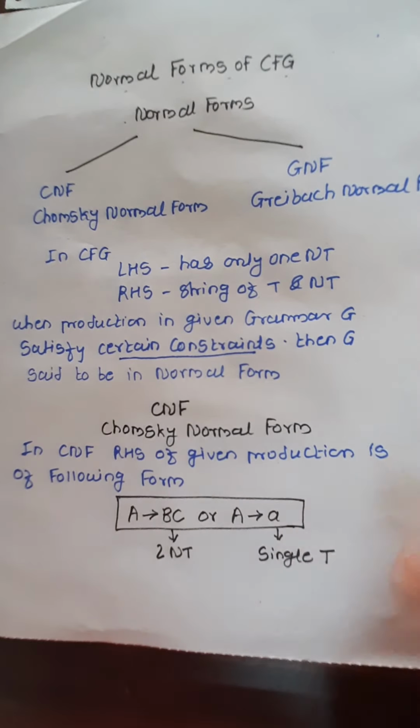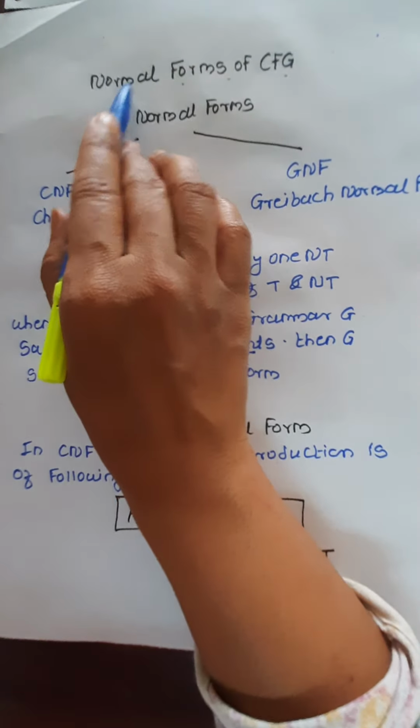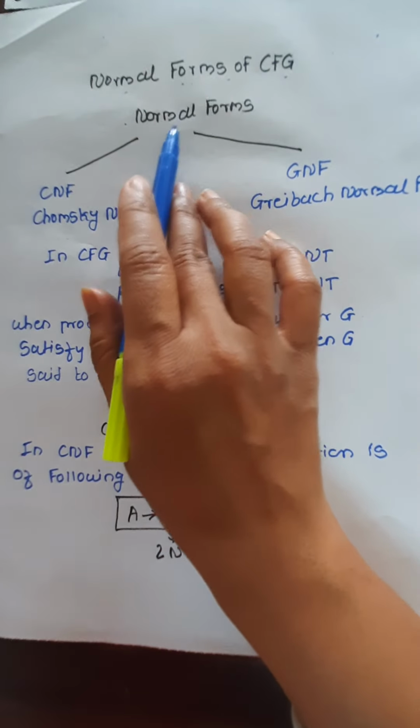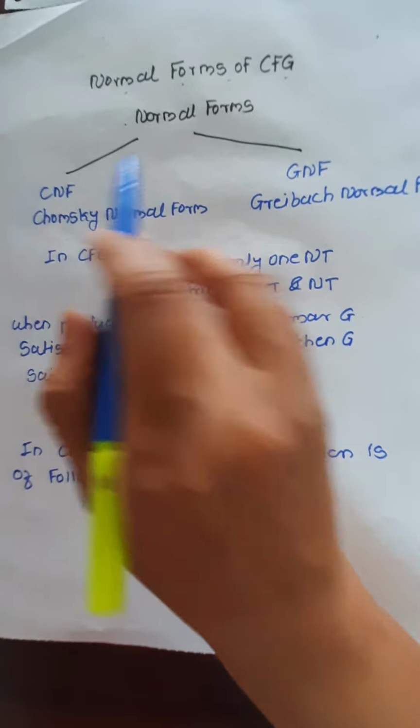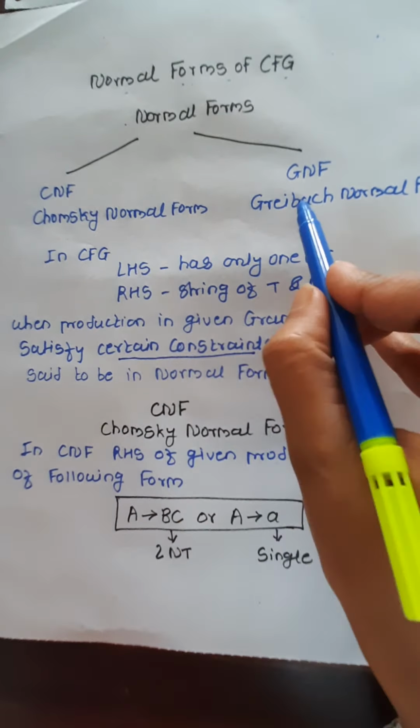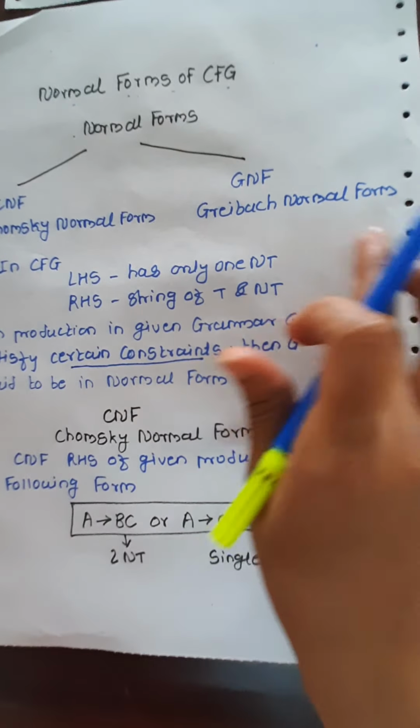Good morning students. Today we are going to discuss the topic normal forms of the context-free grammar. The context-free grammar has generally two normal forms, CNF and GNF. CNF stands for the Chomsky normal form and GNF stands for the Greibach normal form.